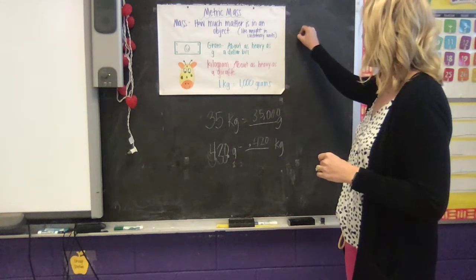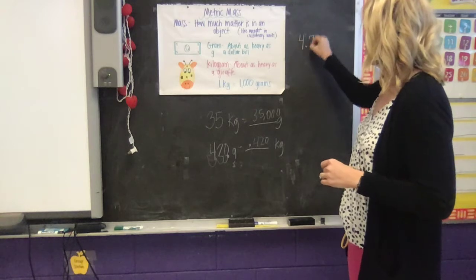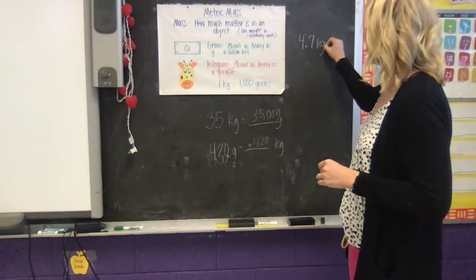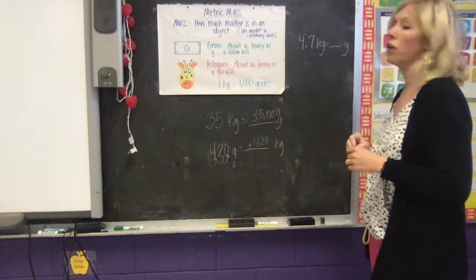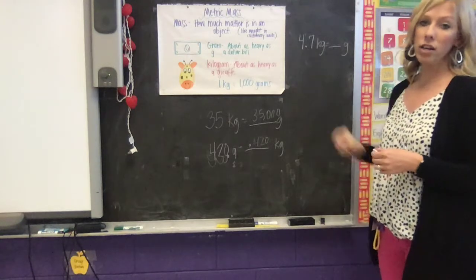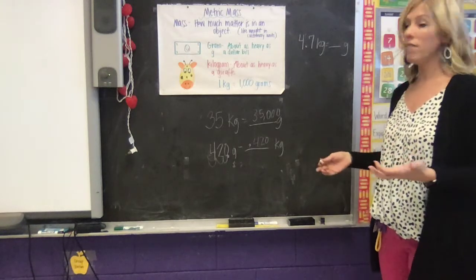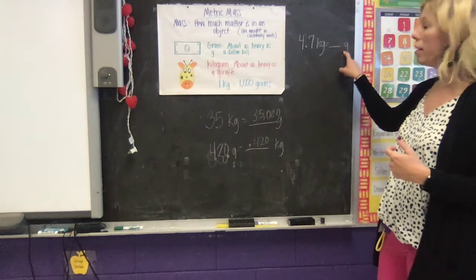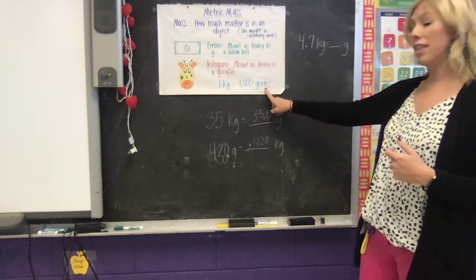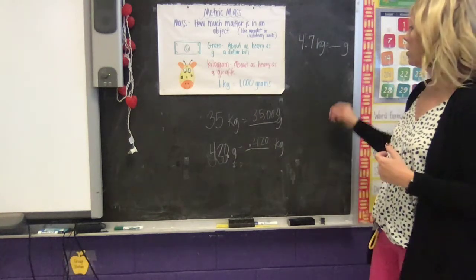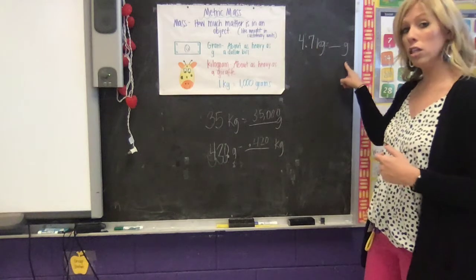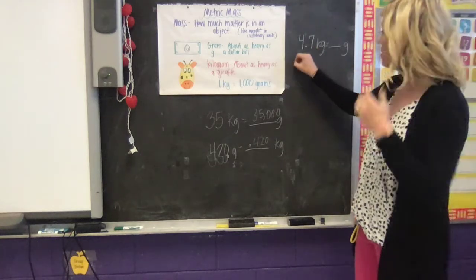What if I have 4.7 kilograms and I want to change that to grams? So I've got a decimal here in this number, 4 7/10, and I want to know how many grams that is. Again, I know there's 1,000 grams in a kilogram. So if I'm going bigger to smaller, I'm going to multiply by 1,000.